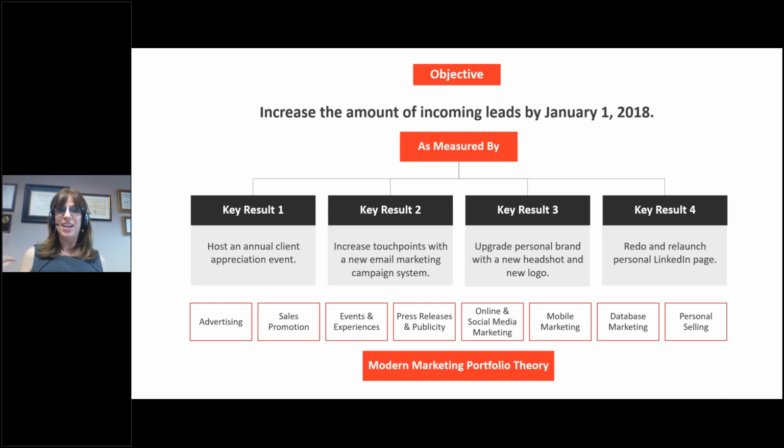Second key result, again, objective: increase the amount of incoming leads. Here's a key result: increase touch points with a new email marketing system. Again, new email marketing system. What asset classes is that going to touch? Well, you've got the database marketing. So that's the big part of that.